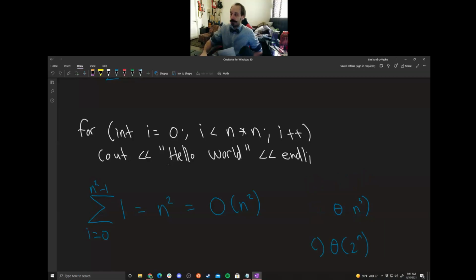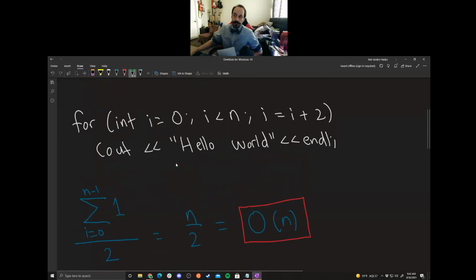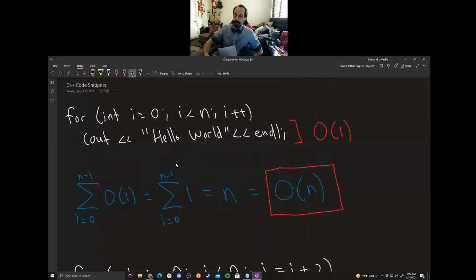Also, I can vary these questions any way I want. If I wanted to, I could have had i equals n times n, i greater than 0, i minus minus. That would still be correct. This is still n squared. We're starting from n squared, working our way down to 0, but it's still going to run n squared number of times. Likewise, I could go up here for a second, and have i equals n, i greater than 0, i minus minus. That would also be n. So either one of these would be correct.